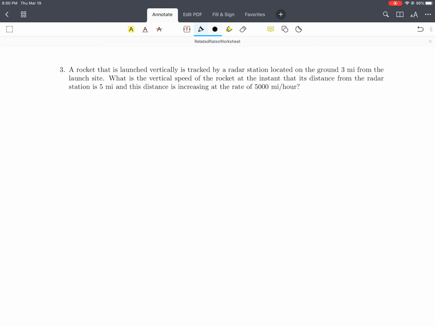So this next example: a rocket that is launched vertically is tracked by a radar station located on the ground 3 miles from the launch site. What is the vertical speed of the rocket at the instant that its distance from the radar station is 5 miles, and this distance is increasing at a rate of 5,000 miles per hour? Again, start off by drawing a picture.